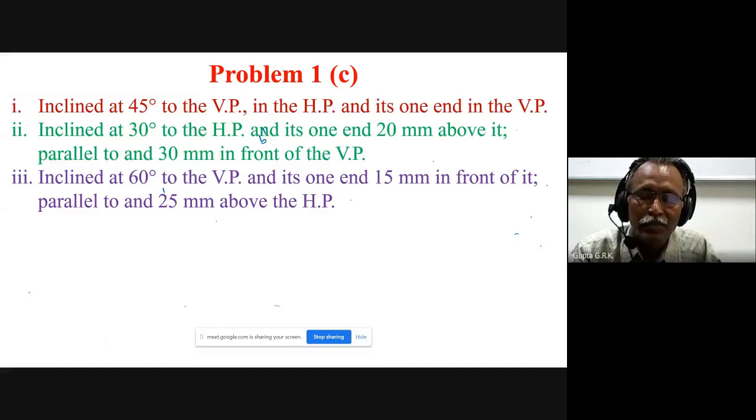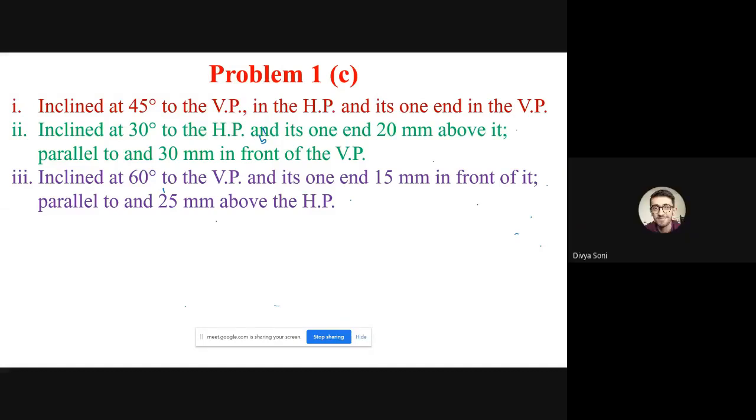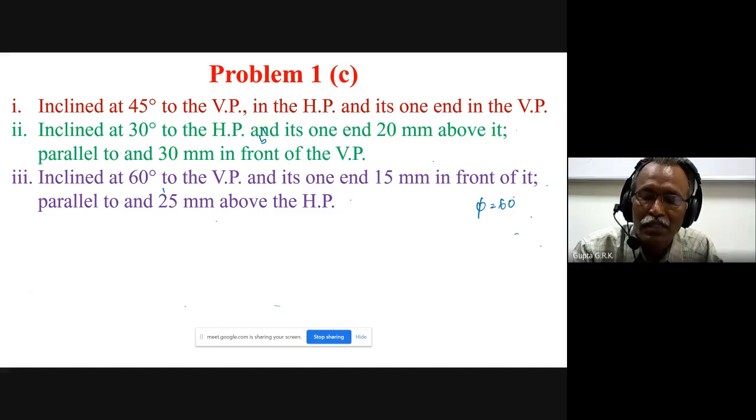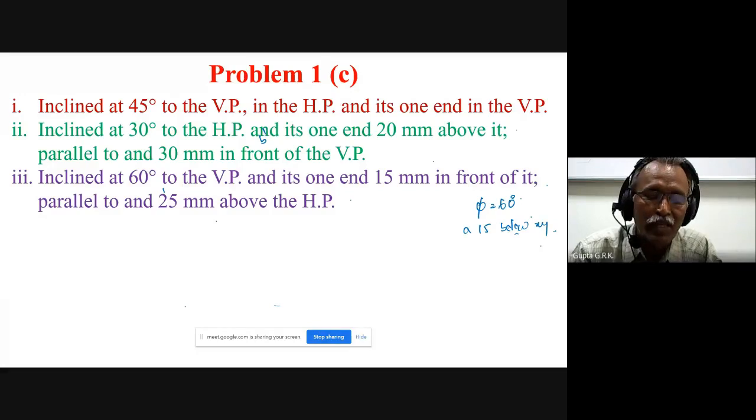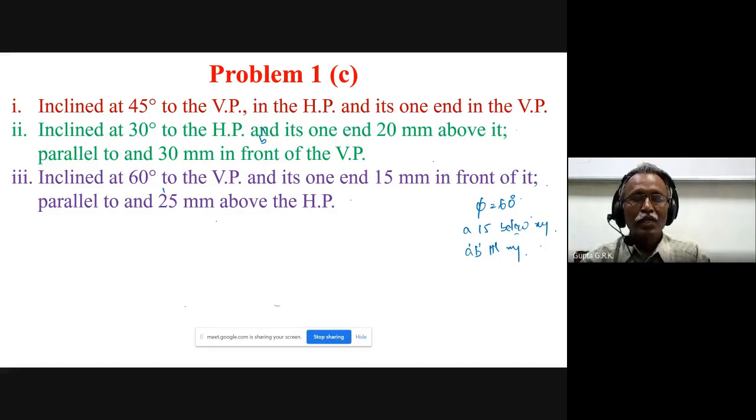Inclined at 60 degrees to the VP, what is it? Phi is equal to 60 degrees. And it's 15 mm in front of it. So one end is A, suppose. A is 15 below. In front of means below. A is below X. And parallel to HP and 25 mm above HP. So parallel to HP means A dash B dash parallel to XY. Because it is parallel to HP, A dash B dash will be parallel to XY.